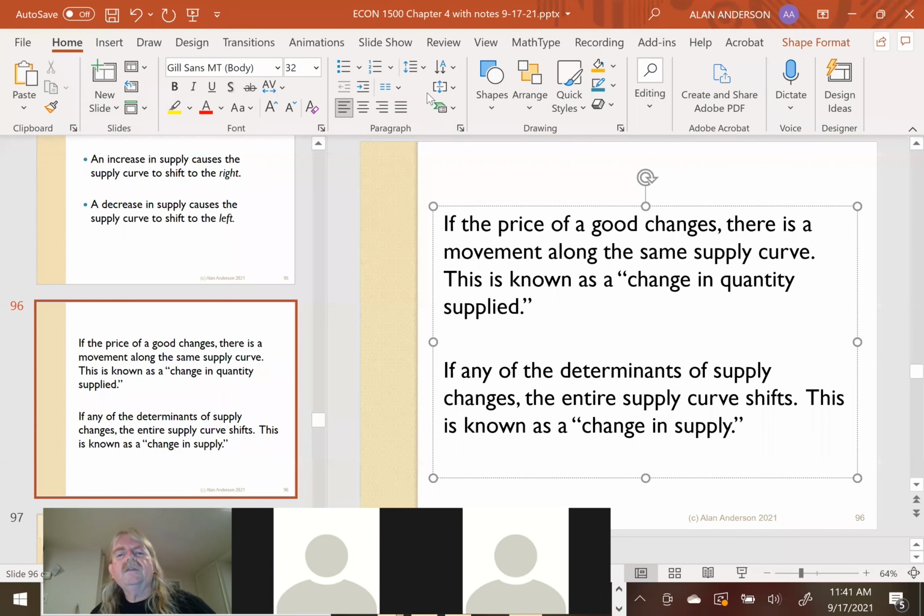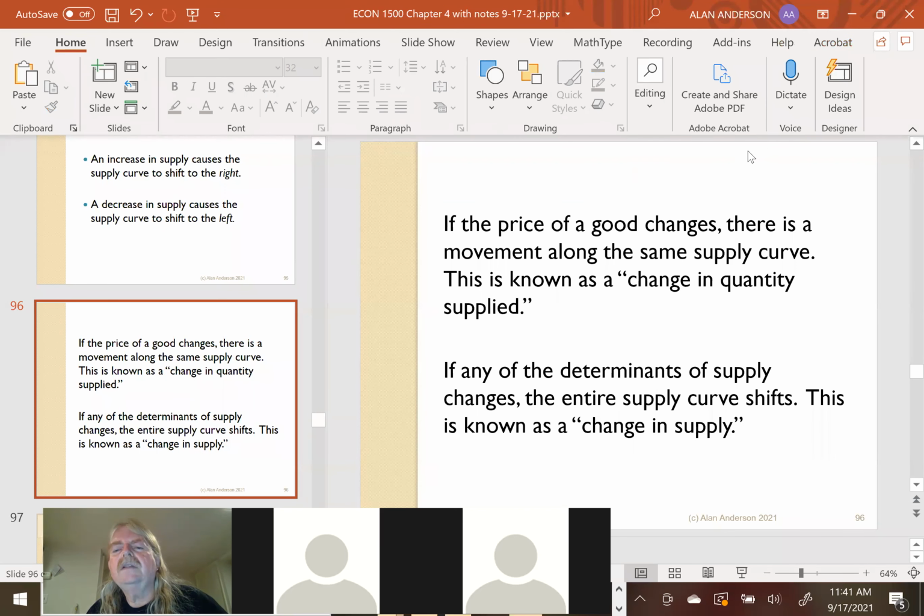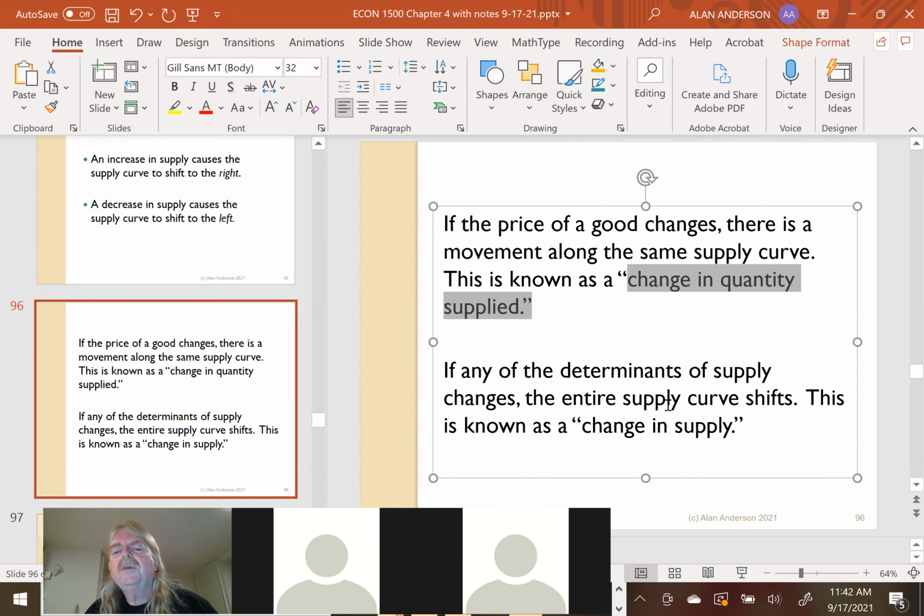Okay, so that's what I wanted to get at here. It's the same as it was for demand. A change in the price means it's a change in quantity supplied. We go up and down the same curve. A change in supply itself, meaning one of the outside factors, means the entire curve shifts around, and we call that a change in supply. It's a very subtle distinction between these two, but you just have to get used to it. It's very important.